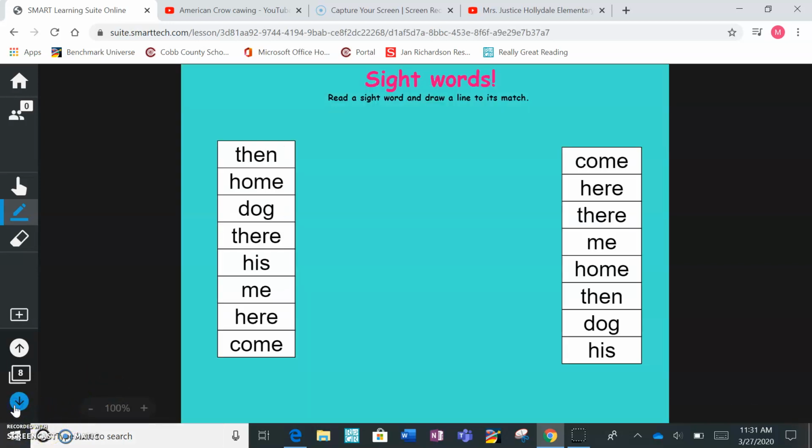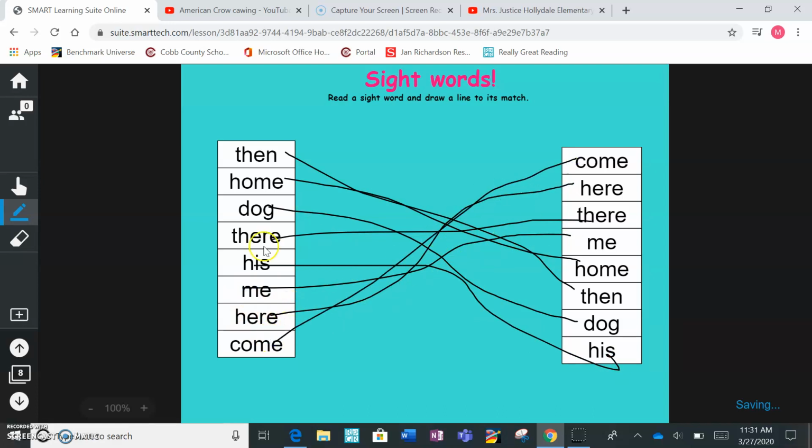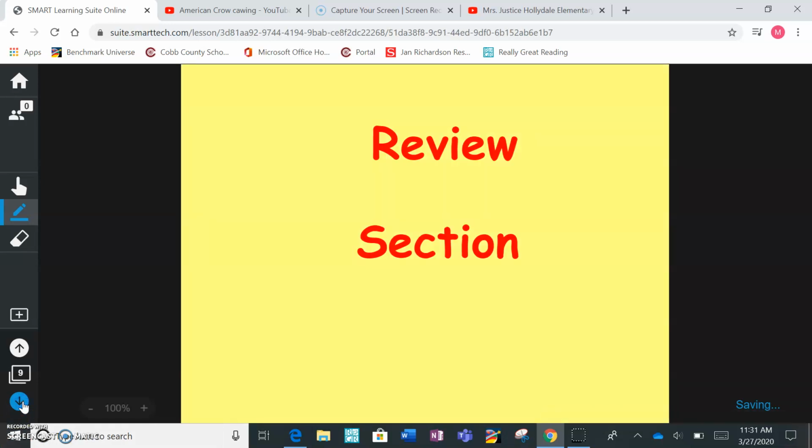All right, let's practice some sight words. Let's see if you can say them faster than I can. Then, home, dog, there, his, me, here, and come. Good job, boys and girls.